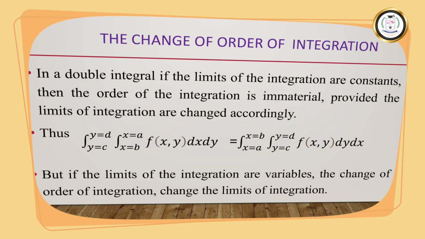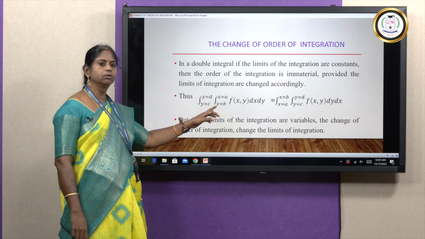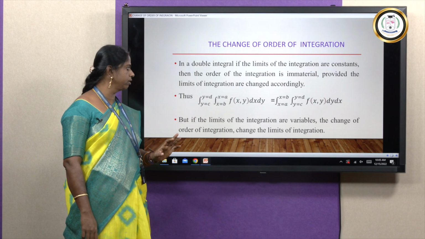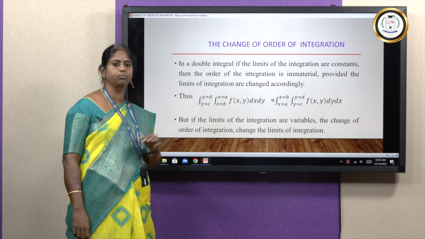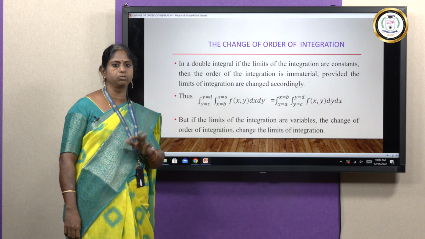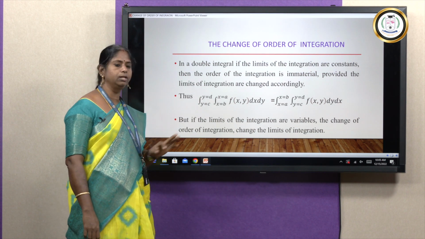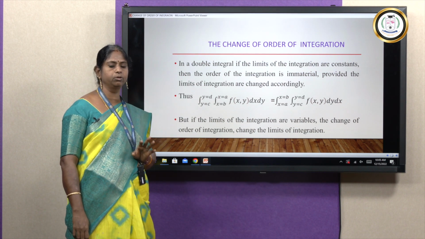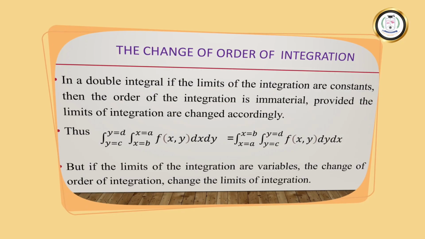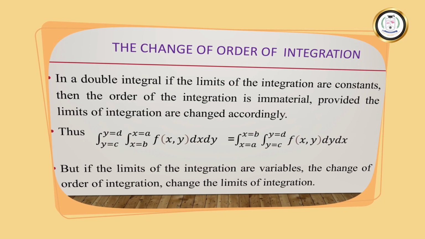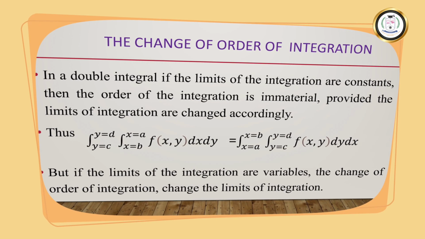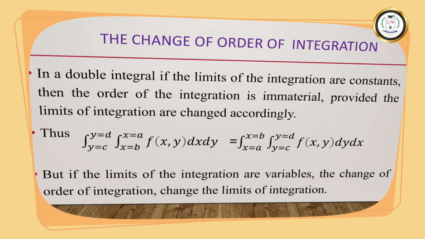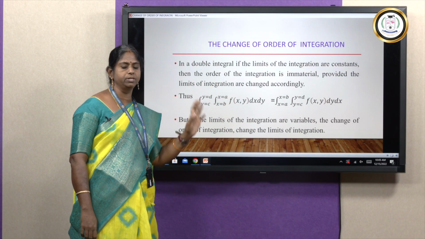Let us go to this double integral. If I have constant limits, where both the limits are constant, the order is immaterial. Either I can integrate with respect to x first or with respect to y. But you should not change the limits for the variables x and y, that we have to keep in mind. So the integral y equal to c to d, x equal to b to a, f of x y dx dy is equivalent to the same with the order reversed. So here the order is immaterial.